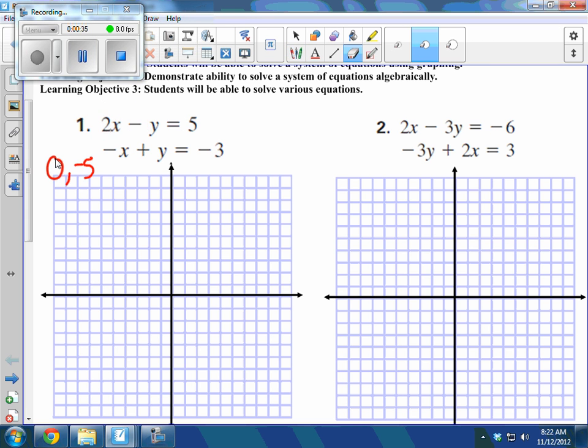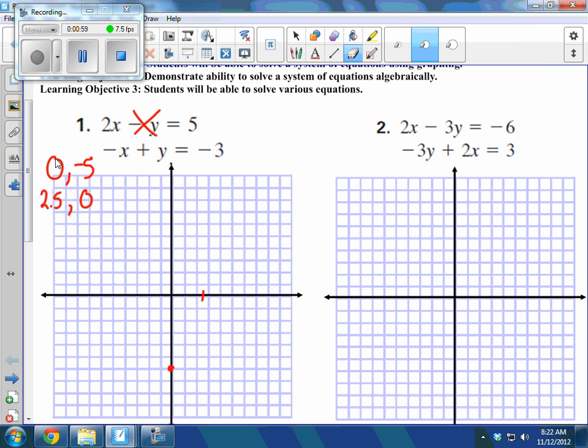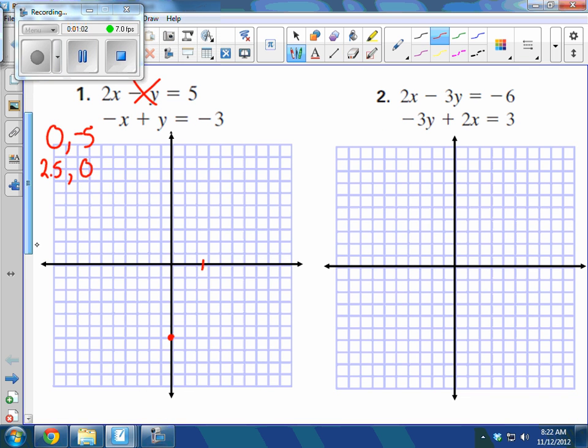And then if y is 0, I cross that out, and then I have this little problem of 2x equals 5. And so when I'm done dividing, I figure out that x is 2.5. So if y is 0, then x is 2.5. So we can go ahead and put those points on there: 0, negative 5 and 2.5, 0. I'm just going to estimate. And then I'm going to take my straight edge, and I'm going to graph these two lines. And you should use a straight edge, not what I'm going to do again.